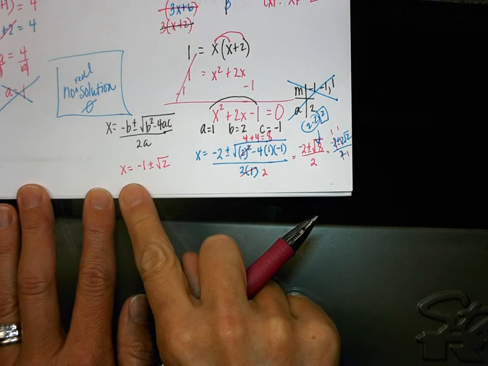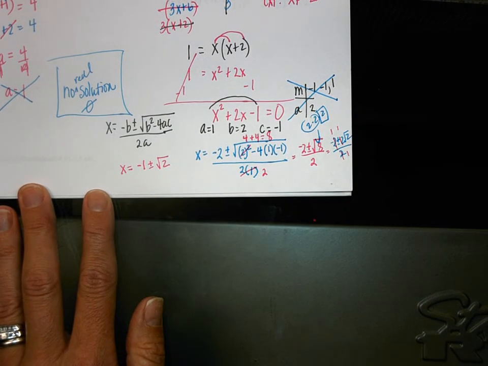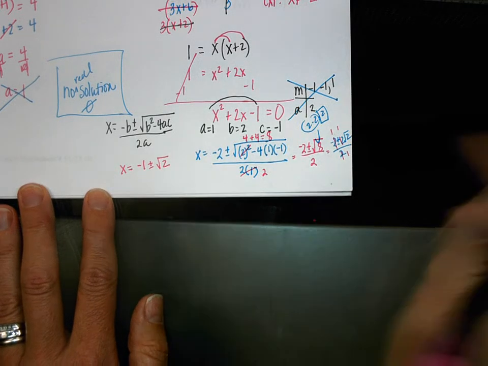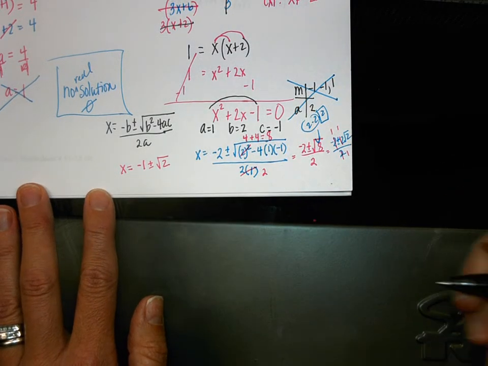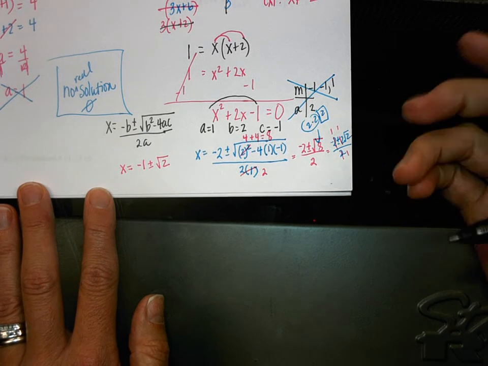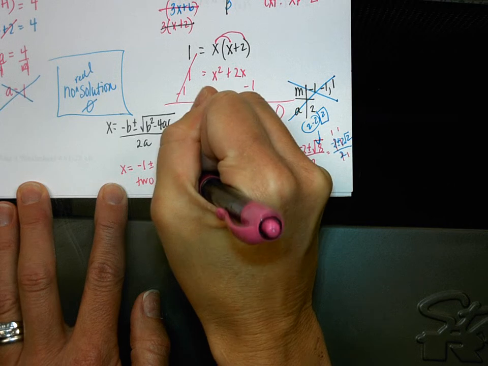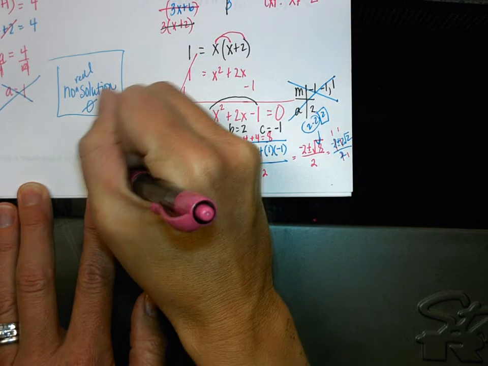How many solutions is that? 1. Nope. 2. 2. Because one solution is negative 1 plus root 2, and then the other solution is negative 1 minus root 2. I know. Okay, so 2 solutions. Okay, we're going to stop there, but I'm going to tell you what your homework is.